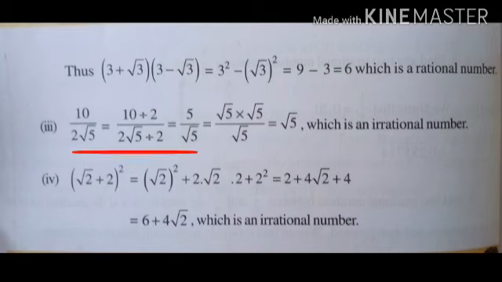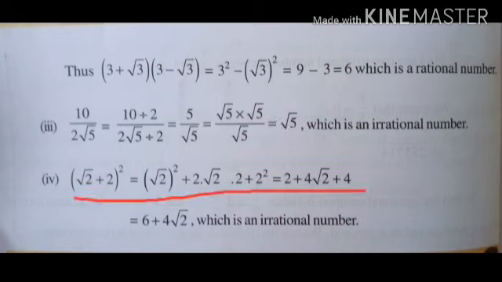Solution for the third question: 10 by 2√5. Divide the numerator and denominator by √5. That is equal to √5 × √5 by √5. Here the numerator and denominator are multiplied by √5. So √5 cancels, then we get √5, which is an irrational number since 5 is a non-perfect square.